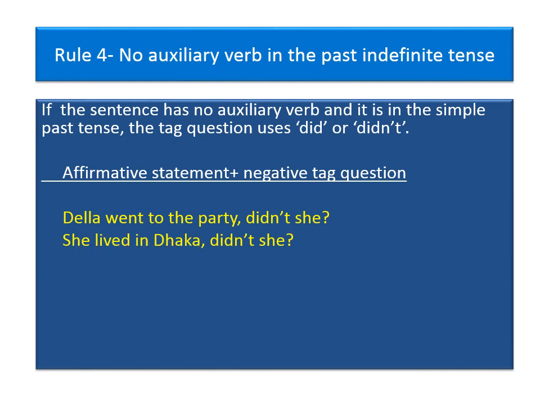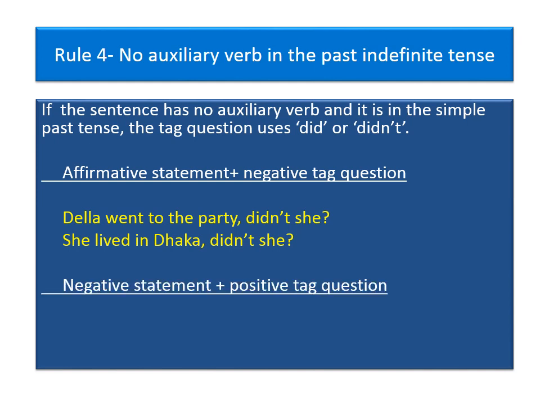For another example, she lived in Dhaka. The tag will be didn't she? Because did is not seen there, as lived is used in the past tense in the statement. In the tag question, the verb will be didn't and the tag will be didn't she?